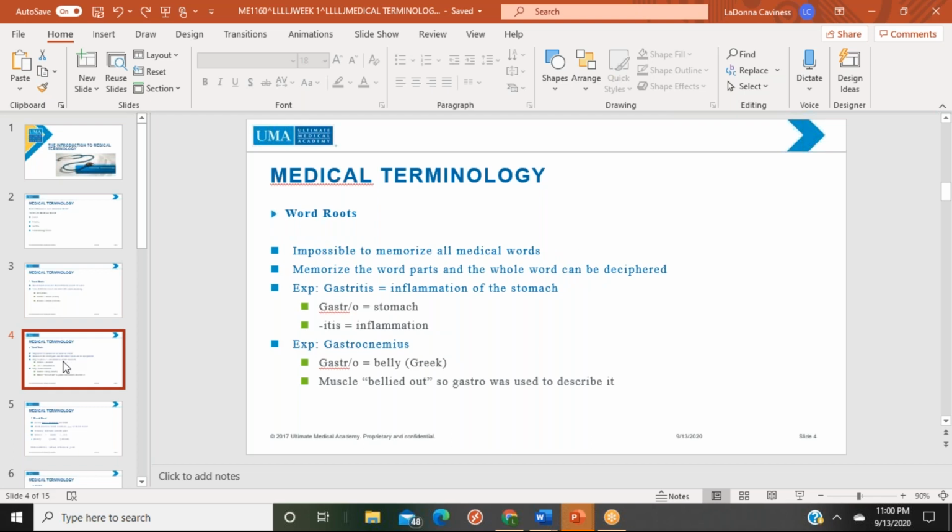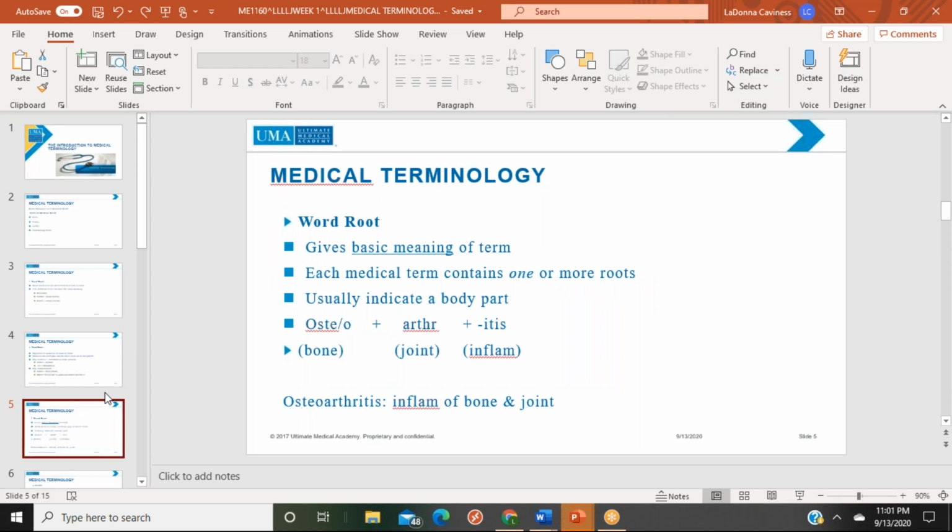Okay. Word roots. It is impossible to memorize all medical words. Memorize the word parts and the whole word can be deciphered. Example, gastritis equals inflammation of the stomach. Gastro equals stomach. Itis equals inflammation. Gastrocnemius, gastro equals belly, muscle bellied out. So gastro was used to describe this term, right?